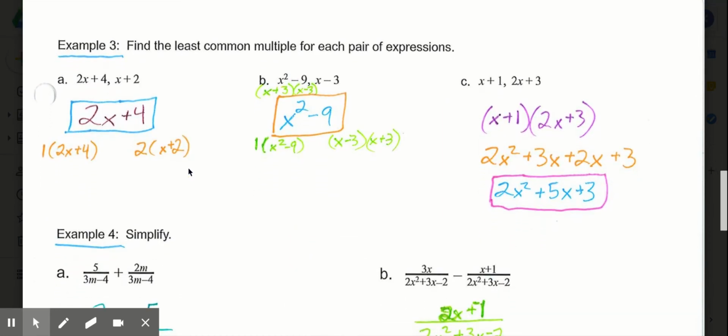So now, what if we're dealing with binomials rather than just monomials? How do we figure out the least common multiple for each pair of those?